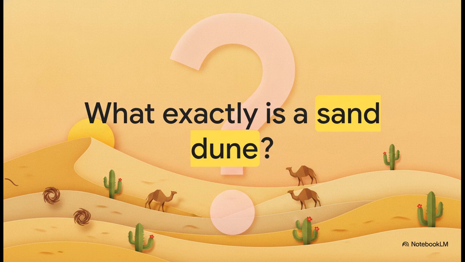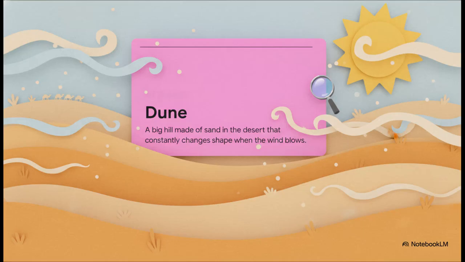Imagine a mountain, but much, much softer. Well, let's find out. A dune is essentially a big hill made completely out of sand, right in the middle of the desert. Now, how is it formed? Well, imagine a giant fan blowing loose sand into a big pile. Out in the desert, the strong wind blows the sand into these huge piles, and that is exactly how sand dunes are formed. They can be super small, or they can literally be as tall as a house.